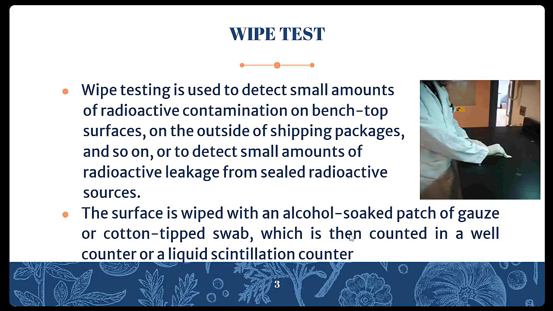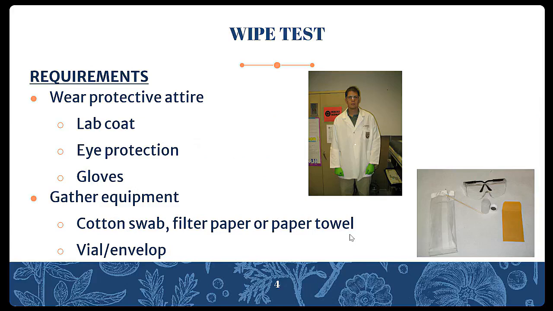A wipe test is done to see if there is a small amount of radioactive contamination on the bench top, or if there is small contamination in a shipping package. We wipe the surface with an alcohol soap patch or cotton, and measure how much is there. Before performing it, we require protective attire like a lab coat, eye protection, and gloves, and we have to gather equipment like cotton swab, filter paper or paper towel, and vials or envelopes.